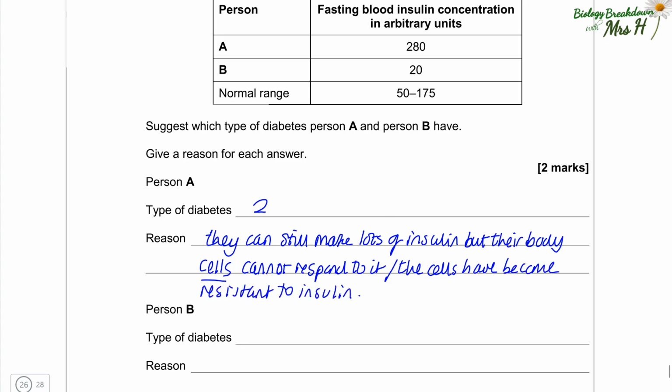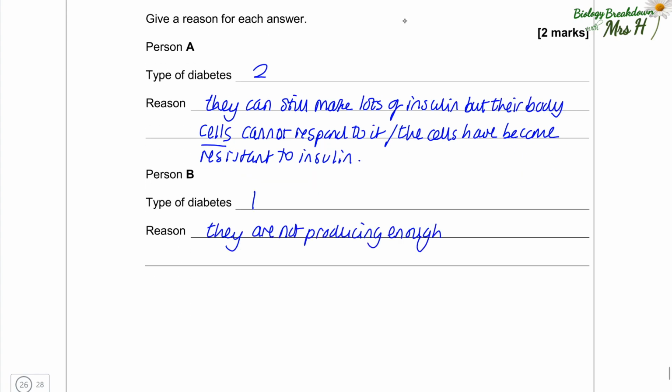Notice I've underlined the word cells because it's really important that you write cells rather than the body, otherwise you won't get the mark for that. Person B has got below the normal range of insulin production, so we'd say they were type 1 because they're not producing enough insulin.